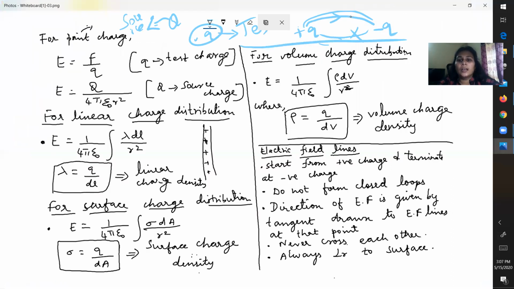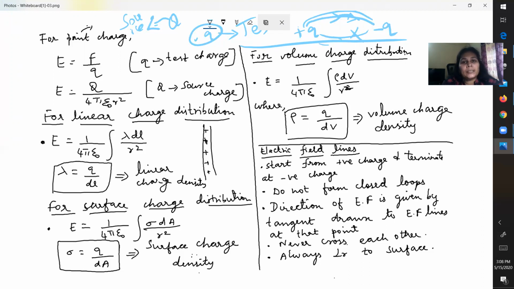Next, they do not form closed loops. Of course, they cannot form closed loops. Why? Because it is always going only from plus Q to minus Q. It will not go again from minus Q to plus Q. So they do not form closed loops. Number three, suppose I am just given the diagram of electric field lines and I'm worried about how to find the electric field from that. Don't worry, you just have to draw a tangent at the point where you want to know the electric field. Suppose I want to know the electric field at this point, I will draw a tangent at this point, which will give me the direction of the electric field at that point.